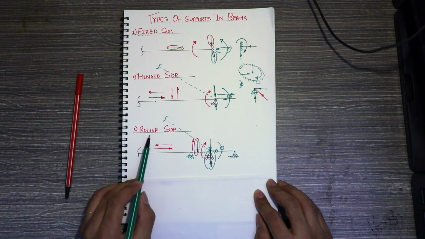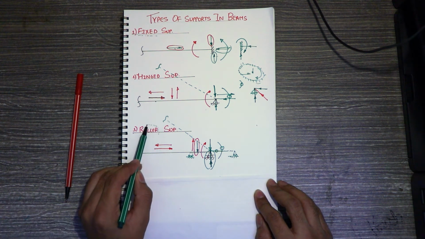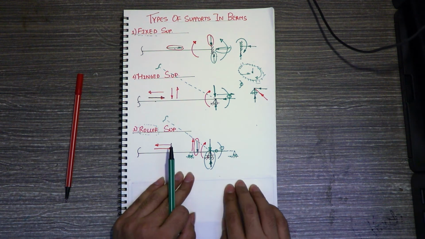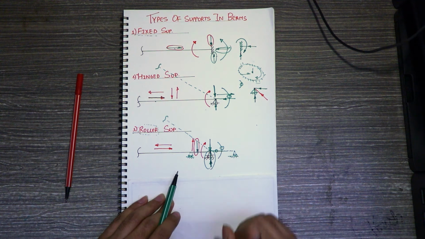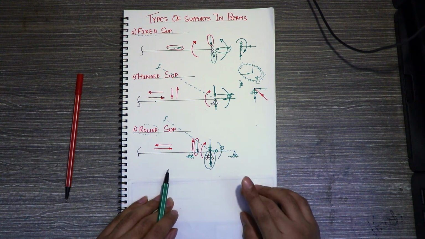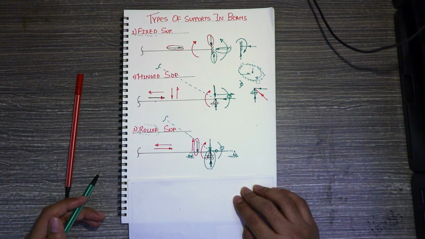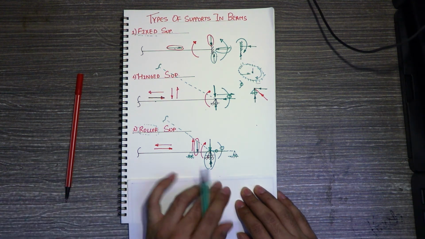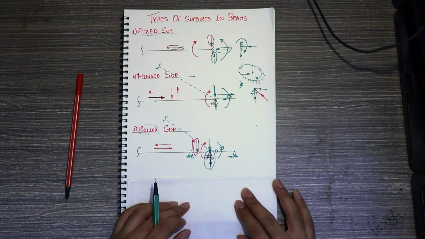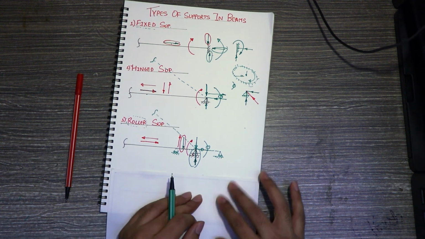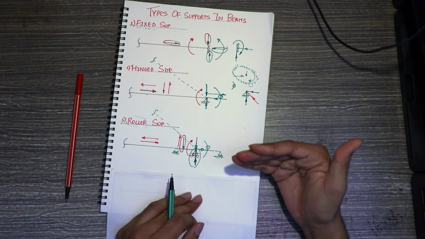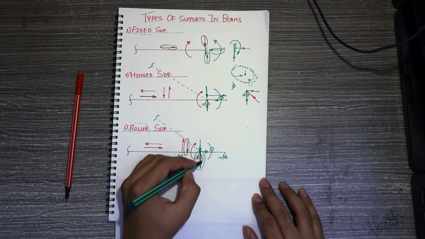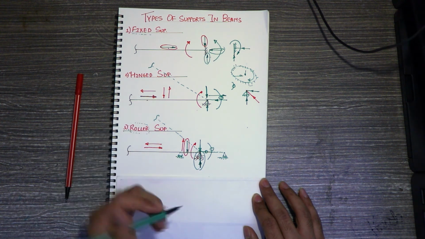So if we want to state the roller support, we can say that in a roller support, the translation is restricted in one direction and the rotation is not restricted. Now depending on the position where the roller is placed, the direction may be horizontal or vertical. It is not necessary that you will always get a vertical reaction.